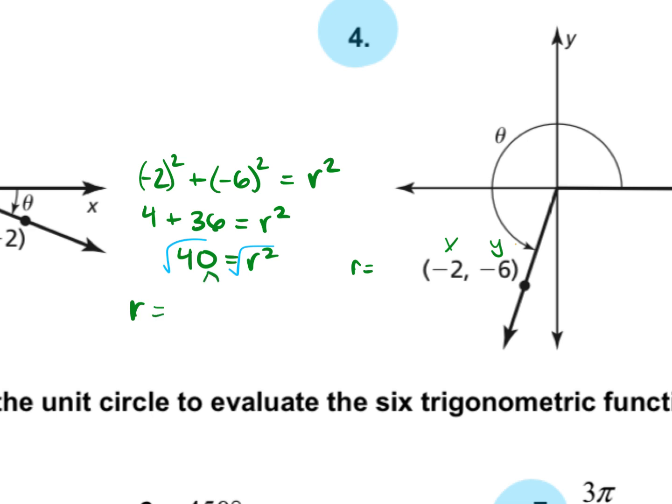What are 2 factors of 40? 2 and 20, or you could say 4 and 10. That works too. What are 2 factors of 20? 2 and 10, or 4 and 5. Again, you can break it down however you want. You'll end up with the same factors at the end. 2 factors of 10, 2 and 5. So we circled 2 of a kind here. We've got 2 2s. So what comes to the outside? 2. And what stays on the inside? 2 times 5, which is 10. So our radius, or our r here, is 2 square root 10.